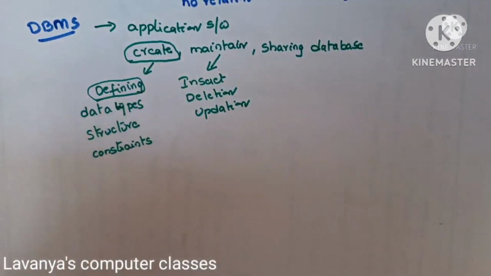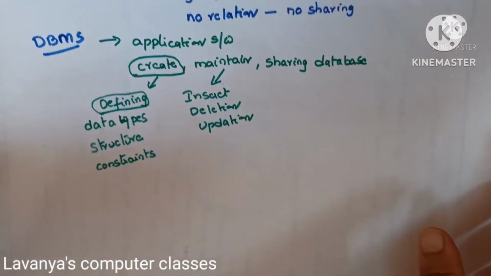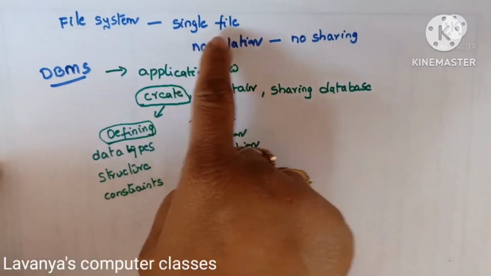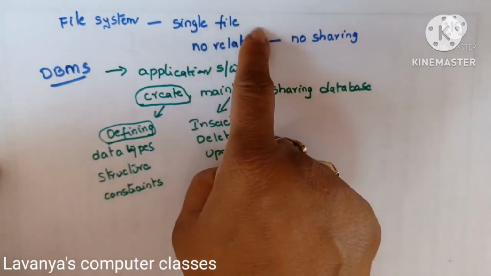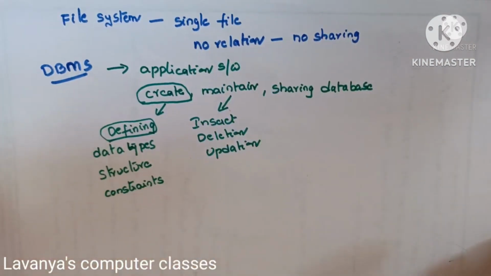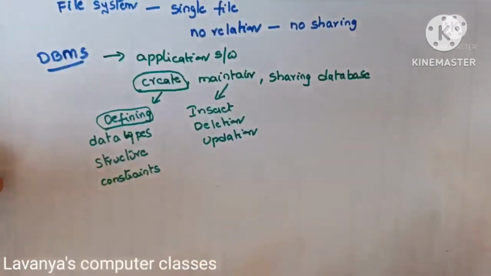So in this video, we explained what is DBMS, what are the proper terms used in the DBMS, and what is file system and what is DBMS. File system means it is a DBMS, but it is used for storing only single files. There is no relation and no sharing. In the next video, we'll explain the advantages of DBMS compared to file systems.